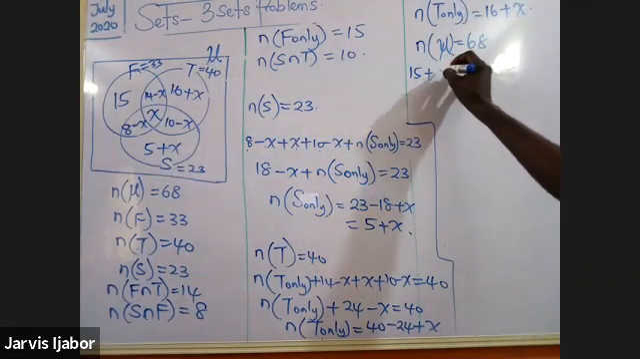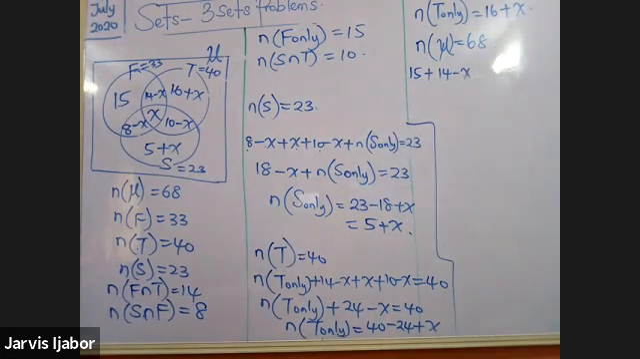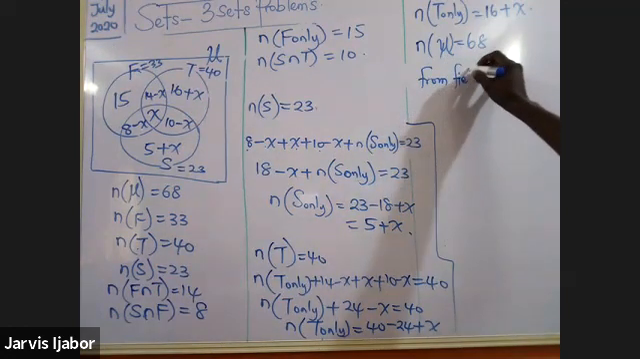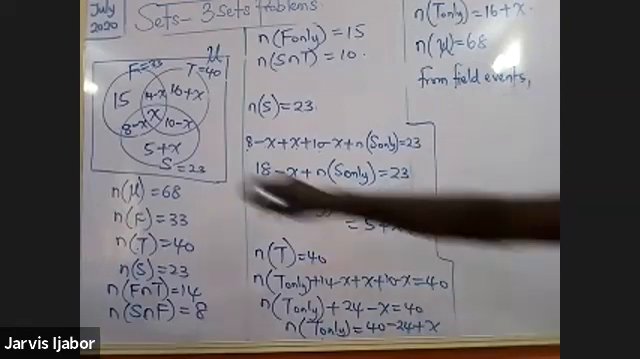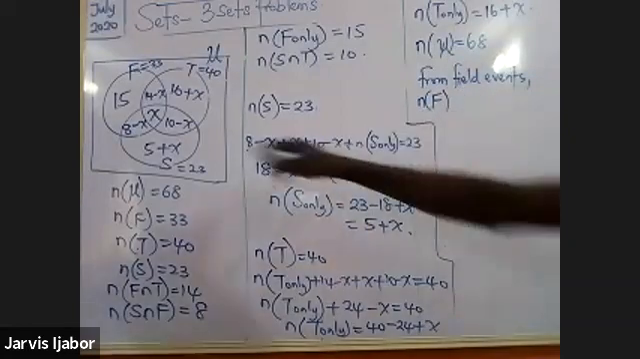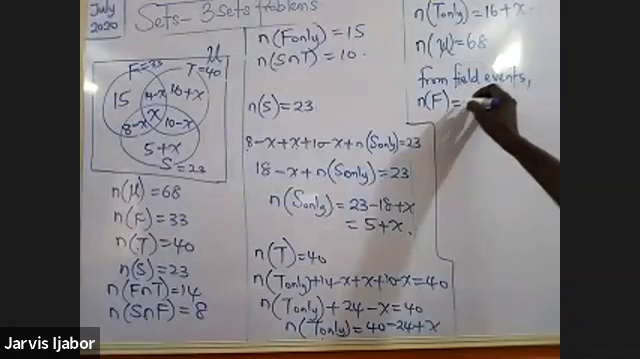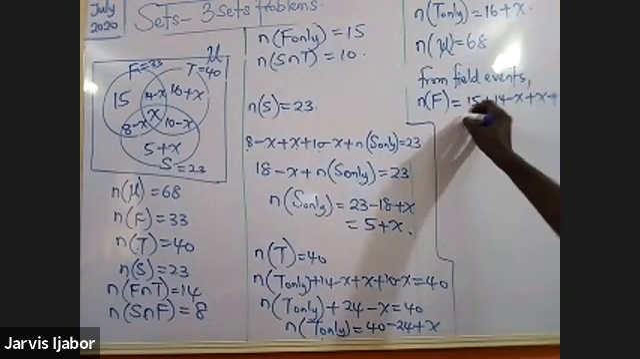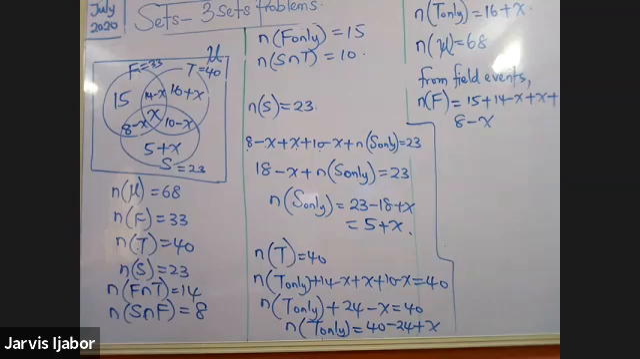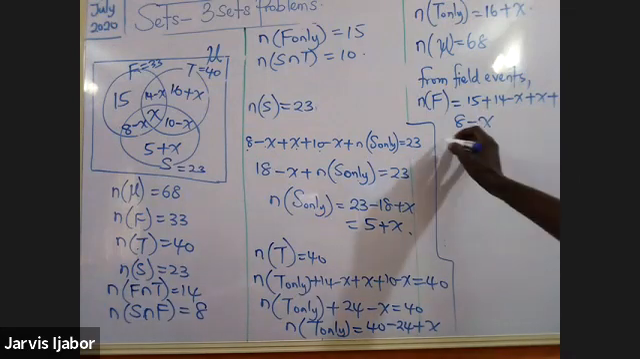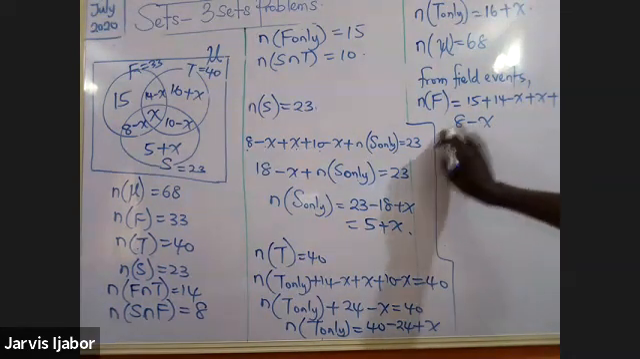That will be 15 plus 14 minus x. Do we even need to do that? We don't need to do that. Now look at it, from field events. The number of F, those who like field events, is equal to 15 plus 14 minus x plus x plus 8 minus x. There are 4 items there: 1, 2, 3, 4, being equated to 33.